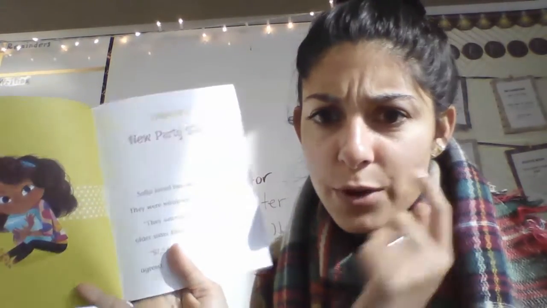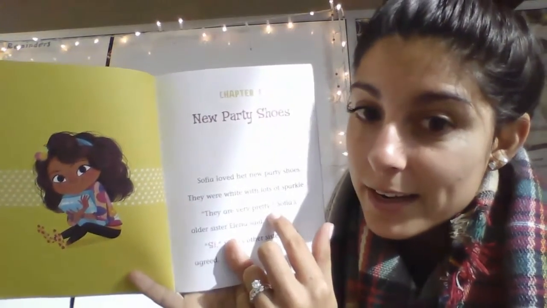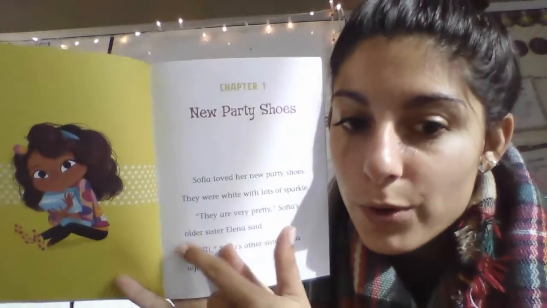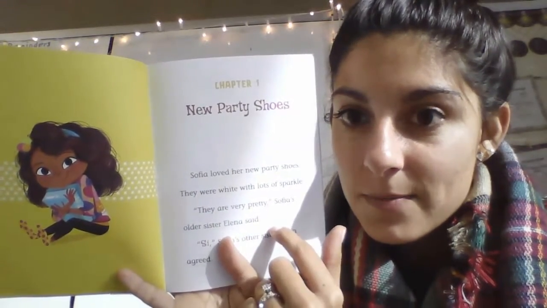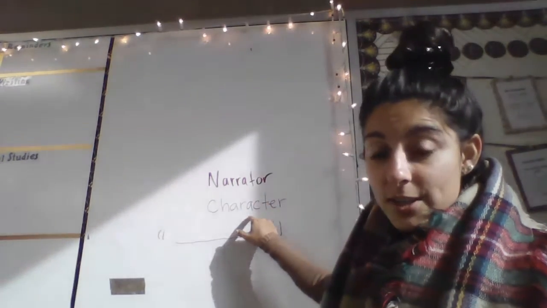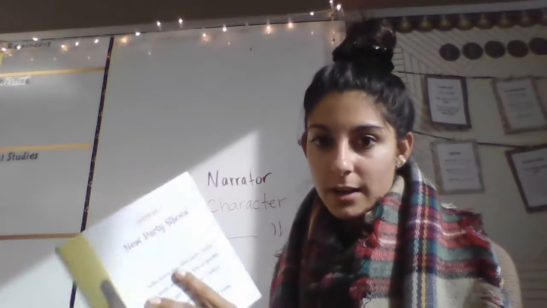Notice how I changed my voice when the character was talking. "They are very pretty." And then I changed my voice again. Sofia's older sister Elena said. I say it very normal when I'm the narrator. But when I'm the character, my voice comes alive. It's as if I'm actually talking.